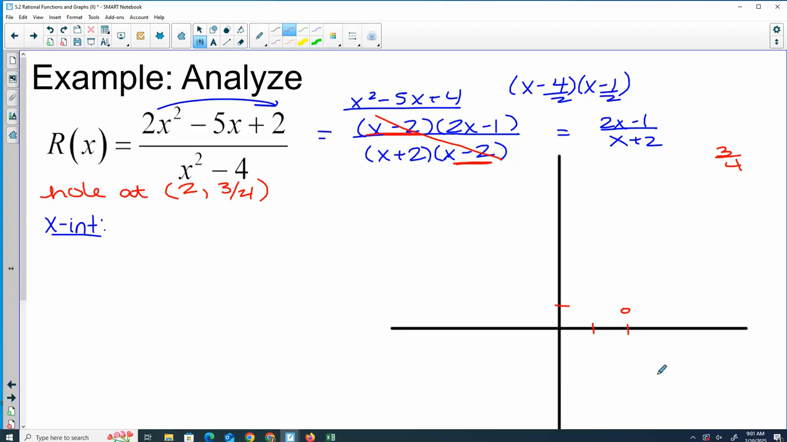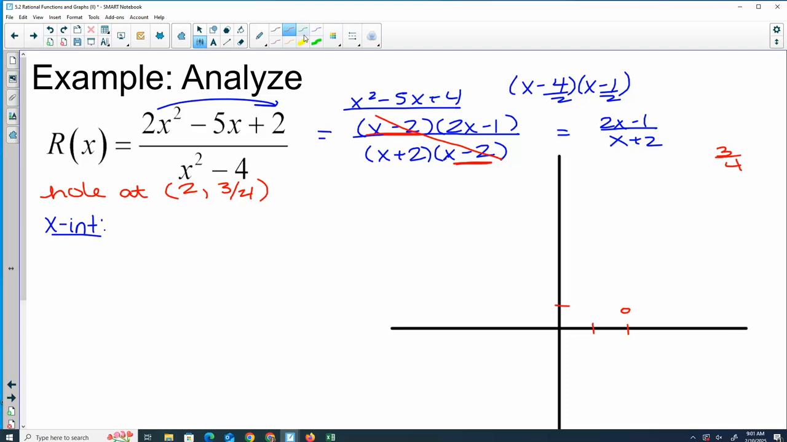So we've talked about finding a hole before, but this is the first one we've actually seen happen on our graph. Does everyone understand how I got that point? So anytime something cancels, you have a hole. The x value is from the factor that canceled. To get y, you plug your x into the fraction that's left.